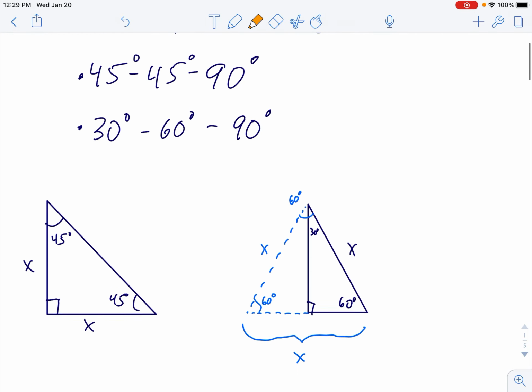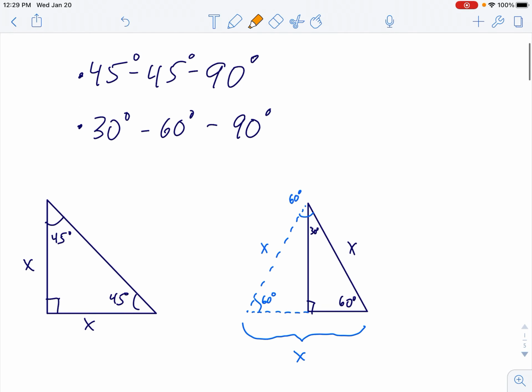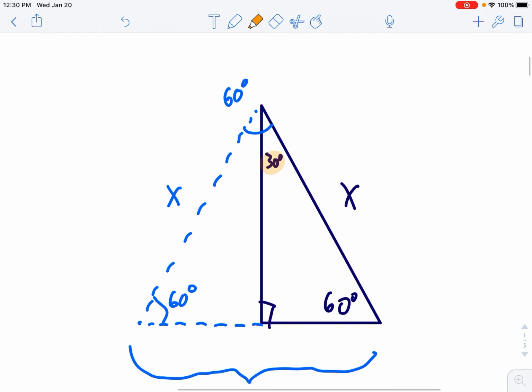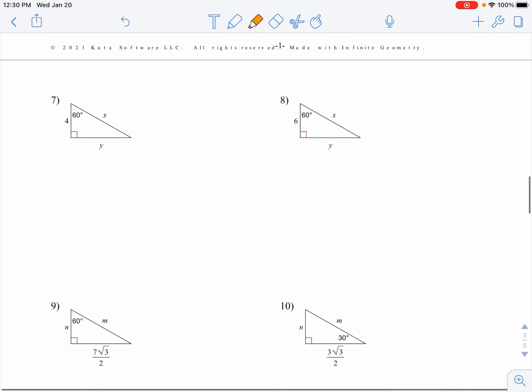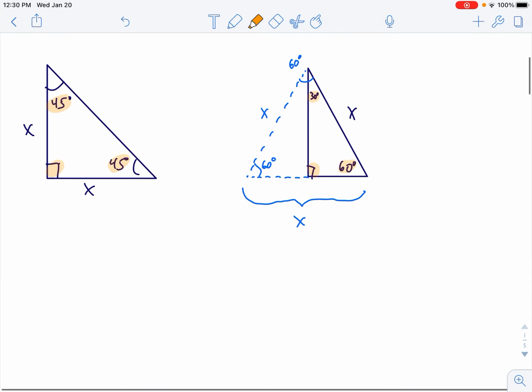So in geometry, there are two triangles that are considered special. You should recall one is the 45-45-90 triangle. That's one that has two 45-degree angles and, of course, a right angle. The other is the 30-60-90 triangle, which you can see here has 30, 60, and 90. I'm going to talk a little bit about each one and then show you what you're going to be expected to do with your assignment.